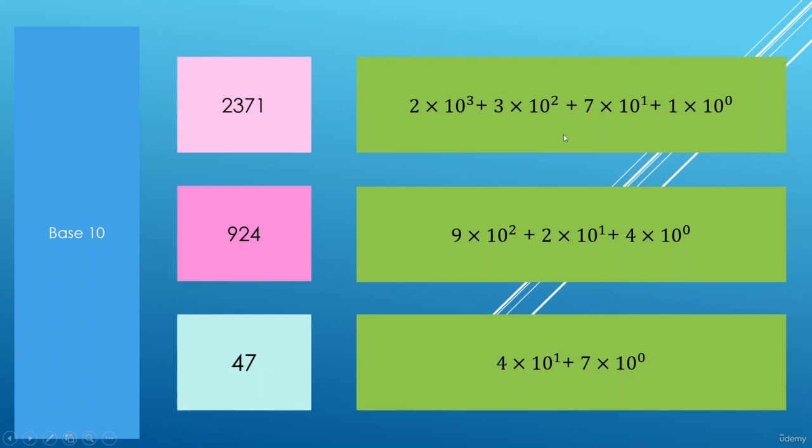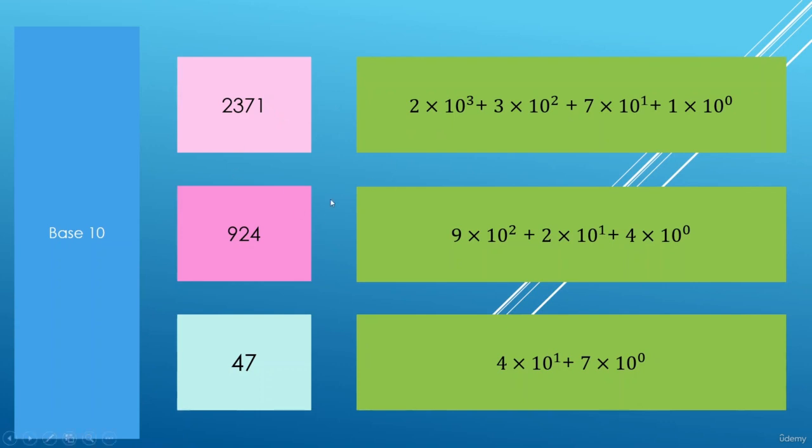If you try and take this expression we have on the right here and evaluate it, you're going to get this number here. 2 times 10 to the power of 3 evaluates to 2000, and this one here is going to evaluate to 300. This one is going to evaluate to 70, and the last one is going to evaluate to 1. And if you add these things up, you're going to end up with this number. So this is how we can take a number and make up a base 10 representation of it.